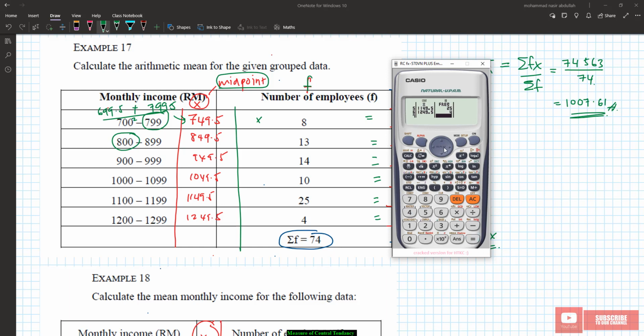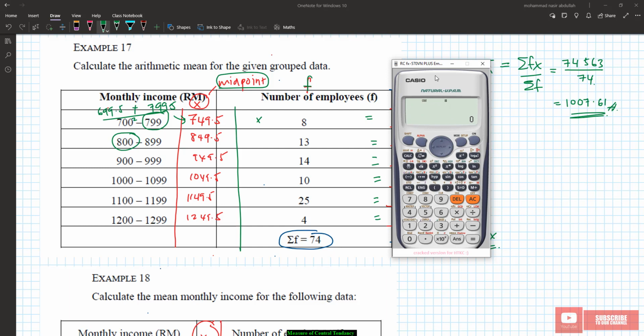And by using this calculator, you can double check your input, right? So let's say we check again: 749.5 frequency 8, 849.5 frequency 13, and this one 949.5 is 14, 1049.5 is 10. This is correct, and the last one also correct, right? Once you already input all the values, just click AC, right?